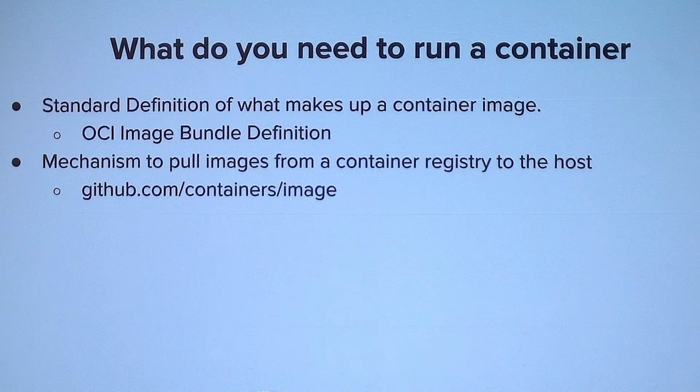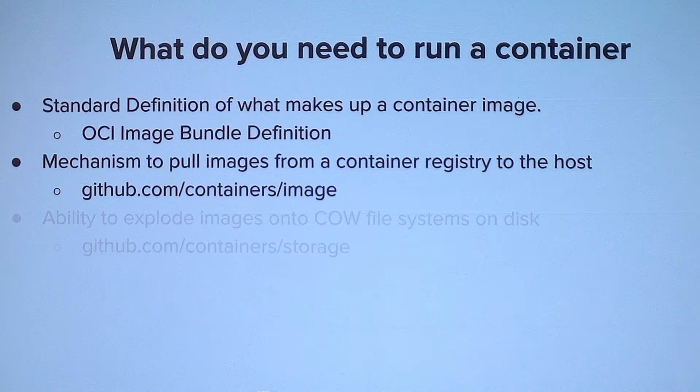Once you have these images on a registry, what do you need to pull them down? We created this library called containers image. With this library, you're able to pull down images from any container registry that is compatible with Docker and OCI, and you're able to move your images onto your node.